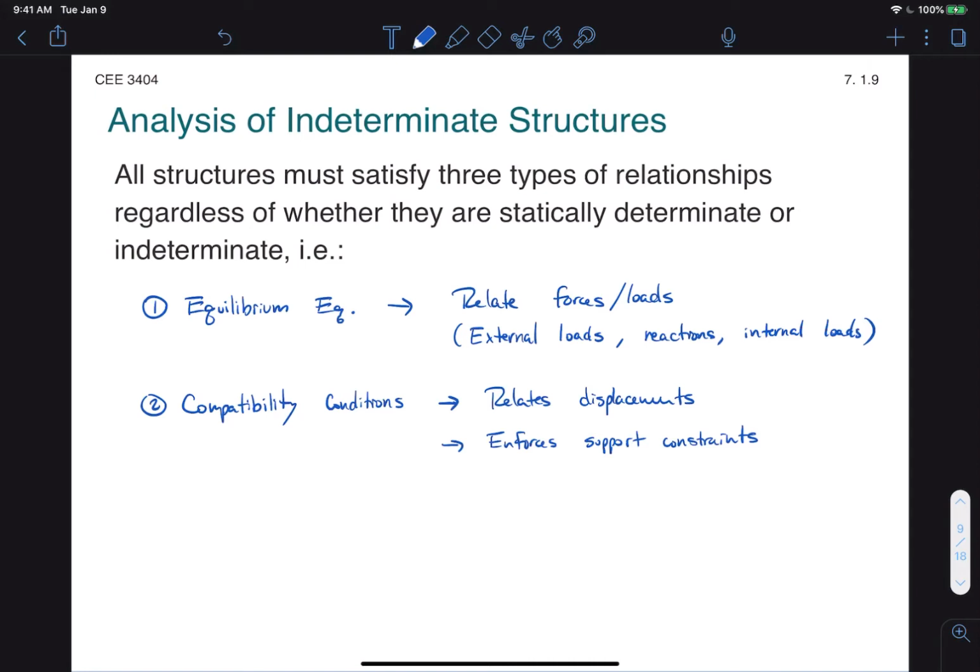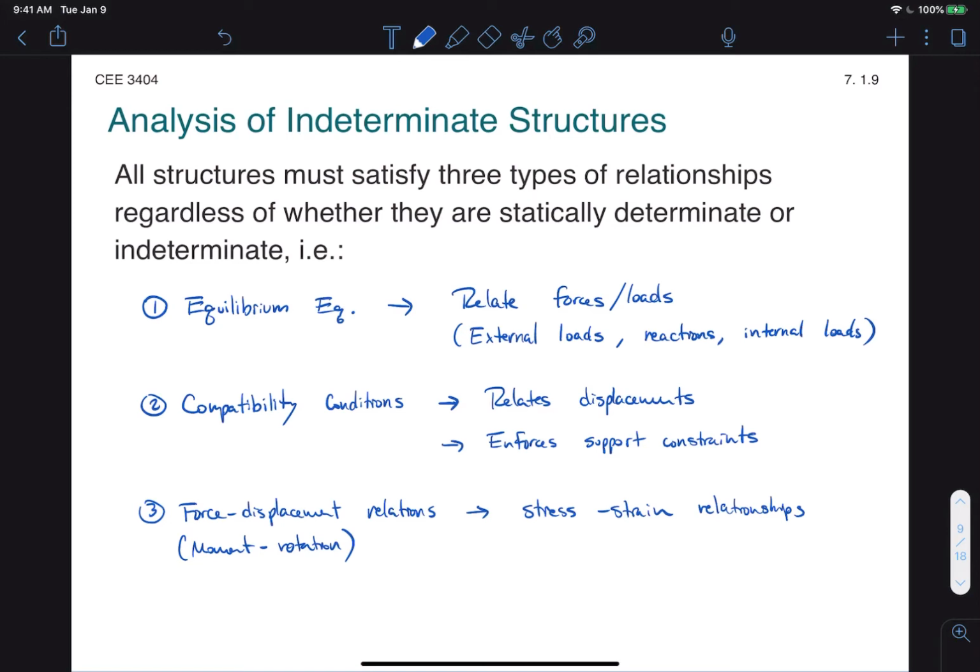And the final one is the force displacement relationships. Alternatively, you could think about this as moment angle relationships or moment rotation relationships. These are basically what we used in the principle of virtual work. Depending on the internal loads in a structure, it must deflect in a certain way. So there's a direct one-to-one relationship between internal loads and deflections of the members. And that all really comes down to stress-strain relationships.